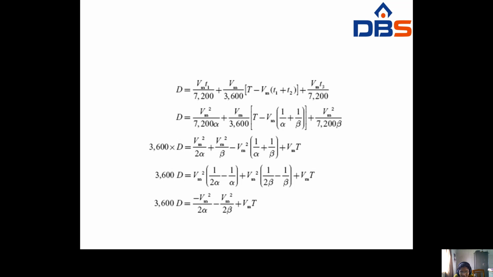So at that time here you have to take Vm common: 1 by alpha plus 1 by beta. Here also T3 is nothing but Vm by beta. So whenever you have to write Vm by beta, Vm by 7200 into Vm by beta, at that time it becomes Vm square by 7200 beta.